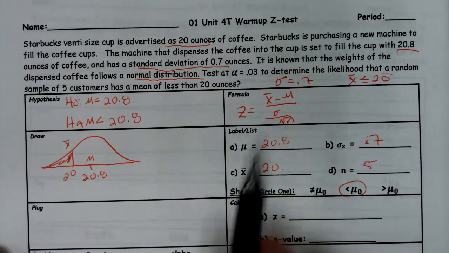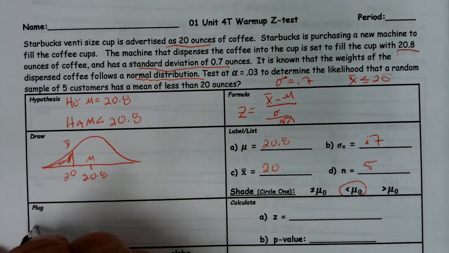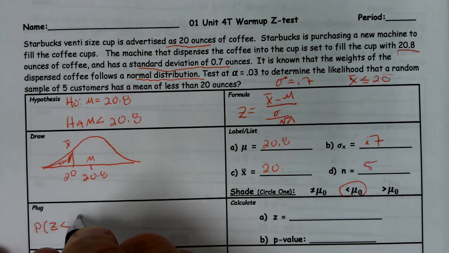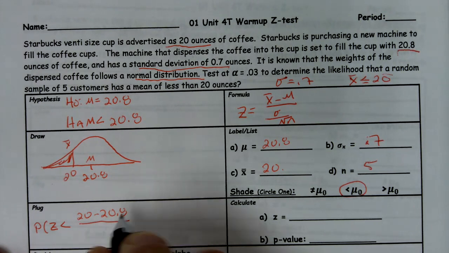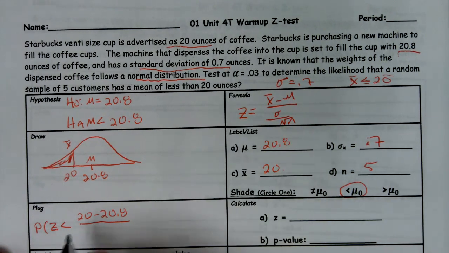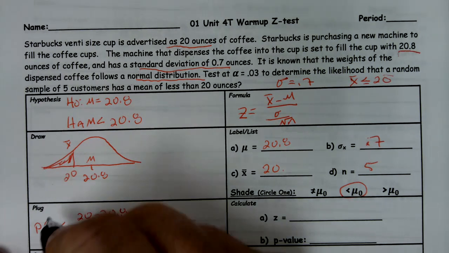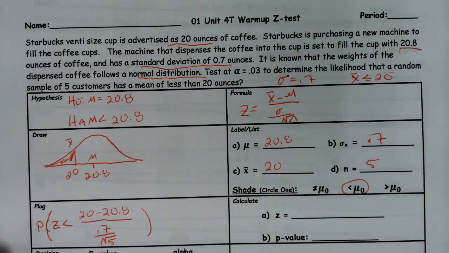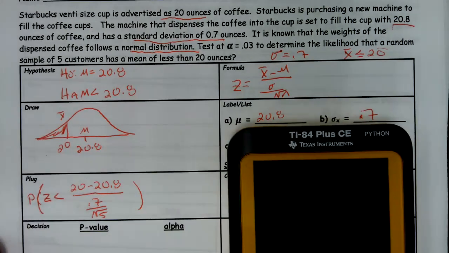So we're going to start plugging our values into the formula. So we want the probability that Z is less than 20 minus 20.8 over standard deviation of 0.7 divided by the square root of our sample size of 5. All right, so that kind of gives us our formula. Now we're going to go ahead and run this in the calculator.